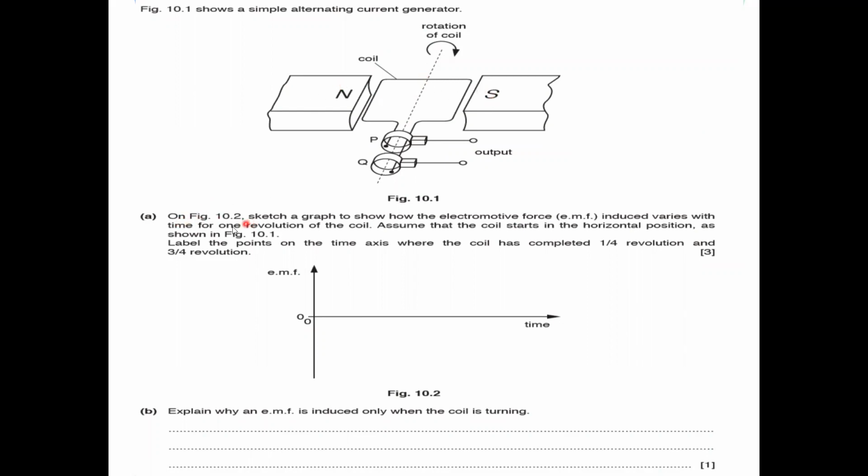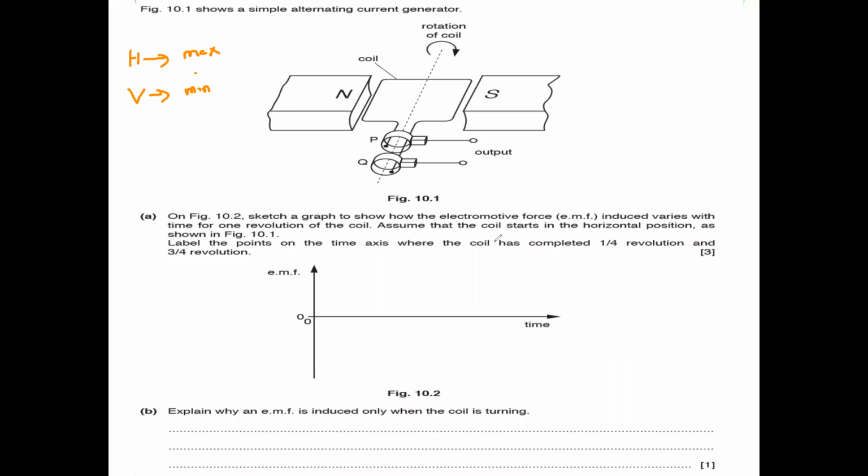Figure 10.2: sketch a graph to show how the EMF, electromotive force, induced varies with time for one revolution. Like how the voltage will vary if it completes its one revolution. Assume that the coil starts with a horizontal position. Whenever the coil is horizontal, what will be the voltage? The voltage should be maximum. And when the coil is vertical, what should be the voltage? It should be minimum. So basically we have to start this EMF graph with a maximum value.